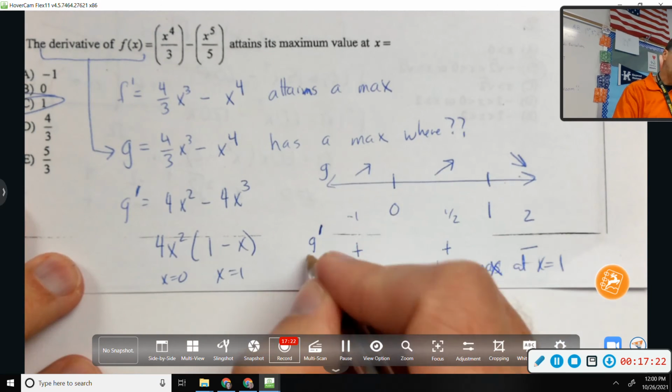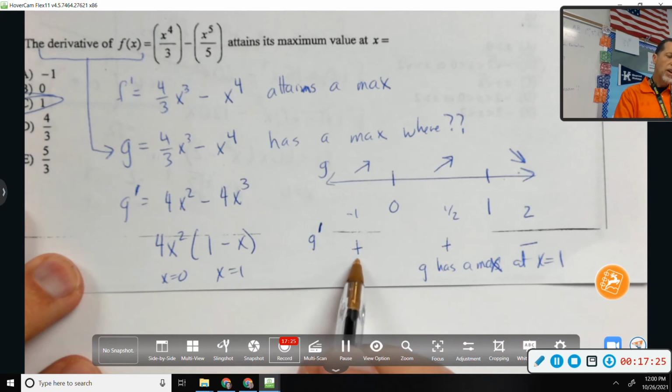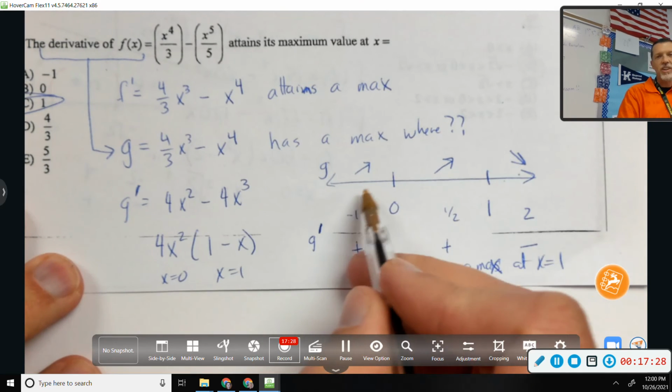I plugged it into G prime because I want to know if G prime is positive or negative, because that will tell me if G is increasing or decreasing.